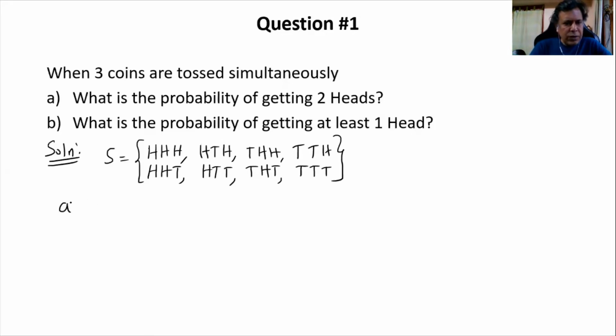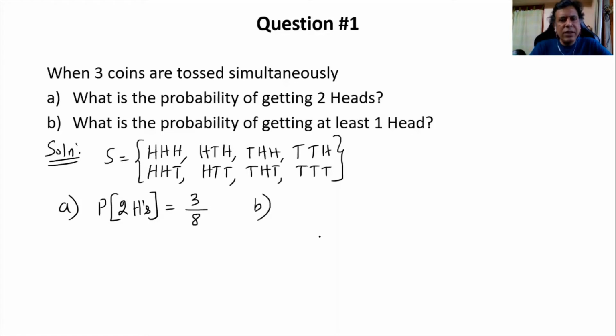Now, for the first question, the probability of getting two heads. It says two heads. That means I can't consider anything less than two heads, and anything greater than two heads also I cannot consider. So what are the remaining? Here it is two heads, this one is two heads, this one is two heads. That means we have three favorable outcomes that will come in the numerator, and the denominator will be all possible outcomes, which is 8. So that's the solution for the first one.